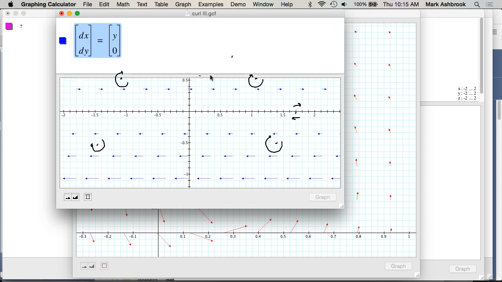This is the vector field y, 0. So Qx minus Py is, what's Qx? 0 minus Py is 1, so the curl is -1 everywhere. So this is a constant curl. No matter what your location is, you have the same curl of -1. Divergence. Partial with respect to x, 0. Partial with respect to y, 0. That's what we said. Divergence is 0.